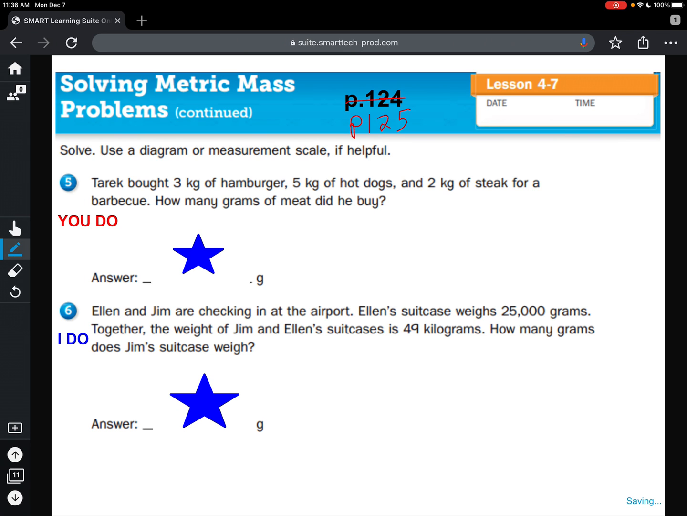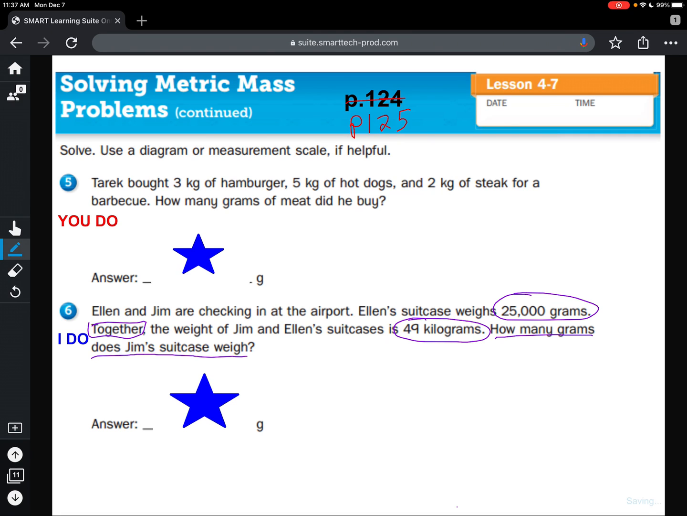Because this is a number story, I need to do cubes in order to solve. Ellen and Jim are checking in at the airport. That means they went to the airport and they're telling the people, hey, we're here, and it's a process that you have to do to be able to get on the airplane. They're checking in at the airport. Ellen's suitcase weighs 25,000 grams. Together, the weight of Jim and Ellen's suitcases is 49 kilograms. How many grams does Jim's suitcase weigh?